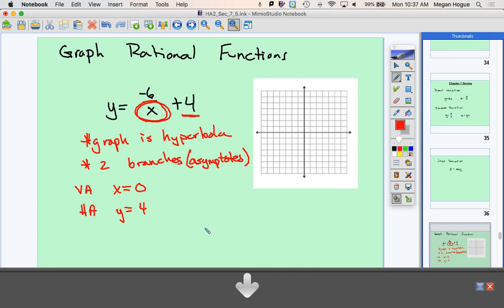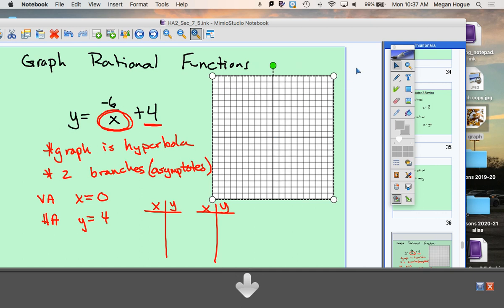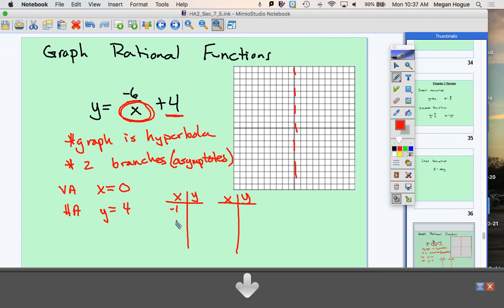How many numbers am I going to plot? 6. I like to make two separate tables. Some of you just make one big one. That's up to you. I need numbers on the left and the right of my vertical asymptote. Here's my vertical asymptote, 0. Actually, I want a bigger graph. So numbers on the left would be -1, -2, -3. Numbers on the right would be 1, 2, and 3.